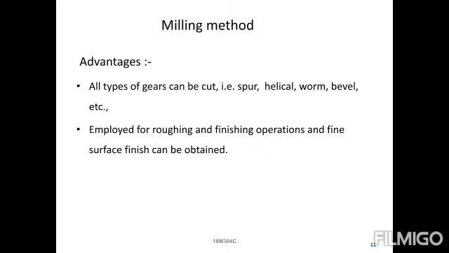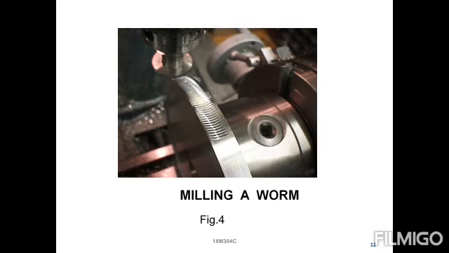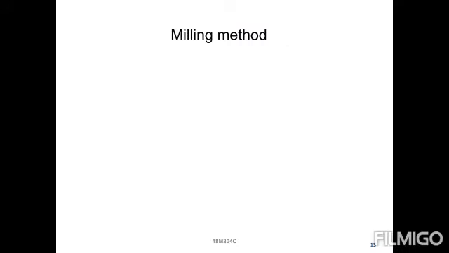Now, both roughing and finishing operations can be done, and fine finishing can be obtained. Fine finishing means accurate sizes, very fine finishing, as perfect as possible. That is the main thing, right? This is the milling method. We can observe the milling methods for worm and worm wheel, and which type of gear is used in milling a worm.